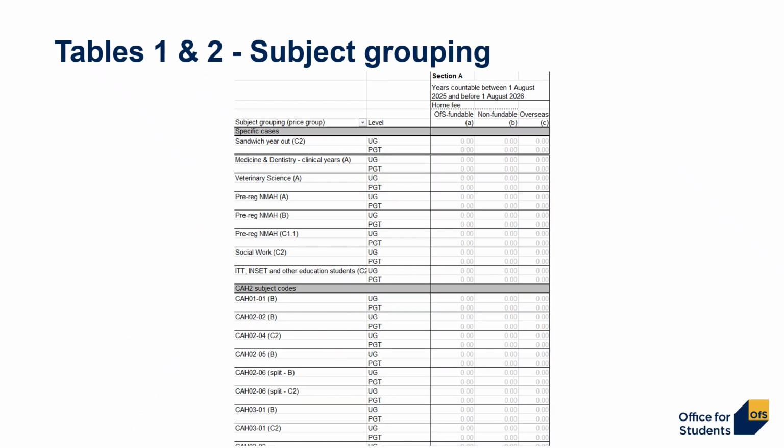After mode of study, HESES classifies students according to subject grouping. If you've had some previous experience with HESES, you may be used to seeing price groups here, and indeed you will see them elsewhere in the workbook, but more on that later. To meet our data needs, HESES now uses a different way of classifying the subjects studied. We've retained what are called specific cases, and you can see these highlighted here at the top of the table. Beneath that are the rows for the other means of subject grouping using the common aggregation hierarchy, or CAH. Again, more on this later.